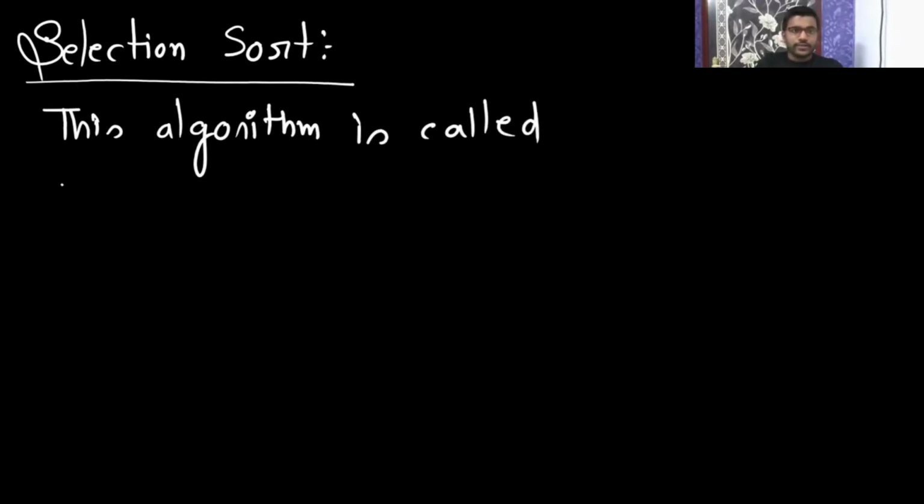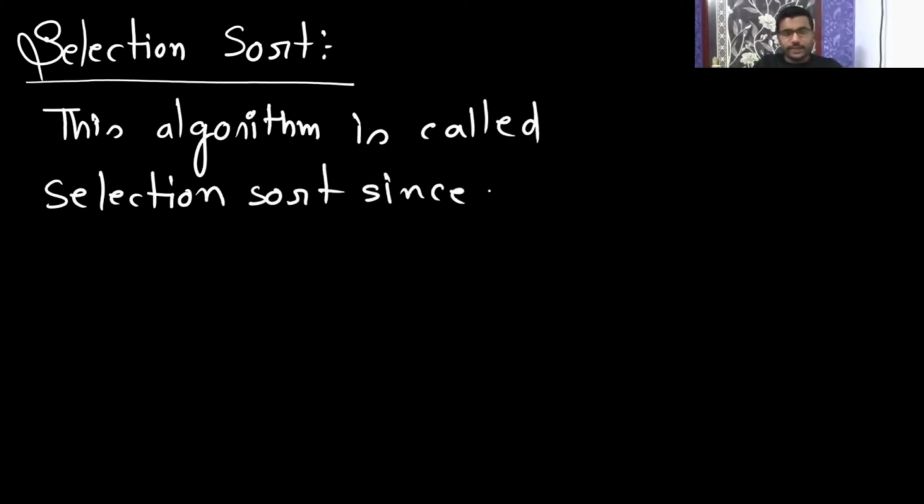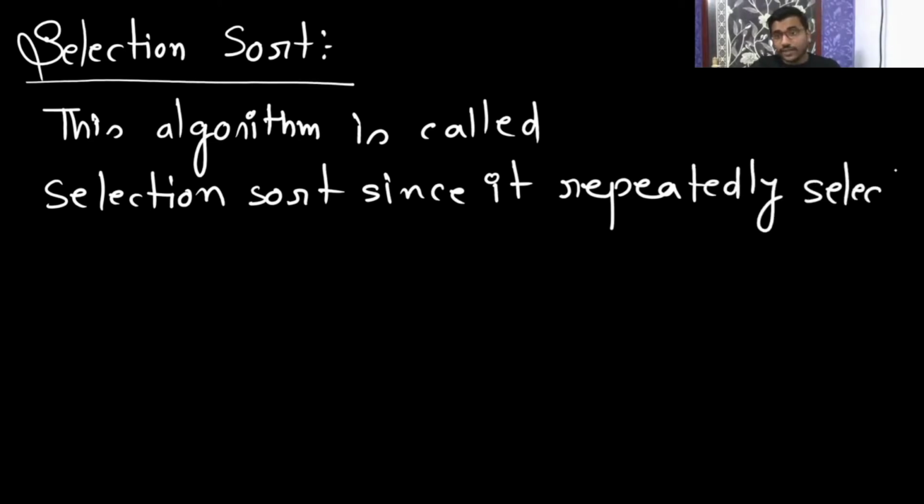This algorithm is called selection sort since it repeatedly selects the smallest element. It is always going to select the smallest element and place it in its correct position. Let me take an example.